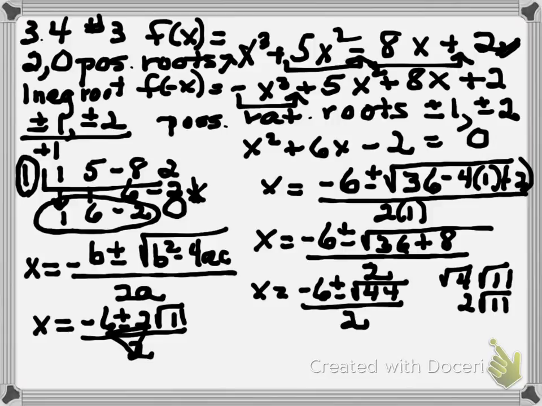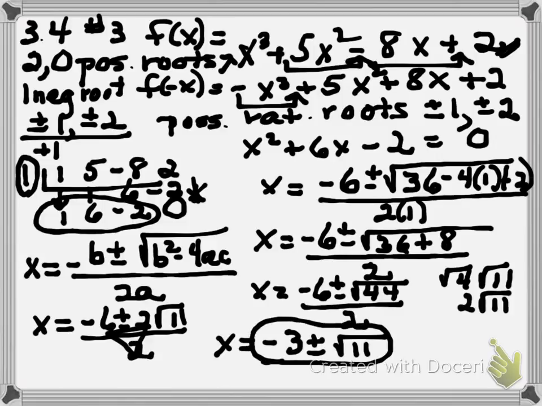2 into 2 in the denominator, 2 into the 2 in front of the radical, and then 2 into -6. So I'm getting a solution of -3 plus or minus the square root of 11. And that gives me the other 2 roots or solutions. One is a solution, -3 plus the square root of 11, and -3 minus the square root of 11.